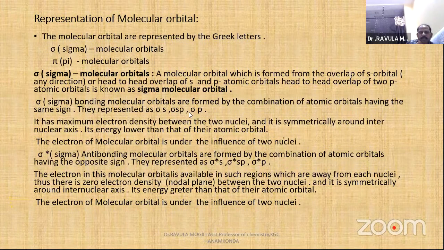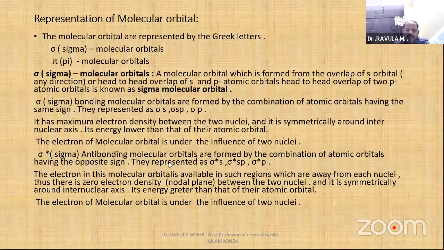So here, sigma bonding molecular orbitals are formed by the combination of atomic orbitals having the same sign. They are represented as sigma s, sigma sp, sigma p. It has a maximum electron density between the two nuclei. Here, sigma anti-bonding molecular orbitals are formed by the combination of atomic orbitals having the opposite sign. So this is plus and minus sign. They are represented as sigma star: sigma star s, sigma star sp, sigma star p.